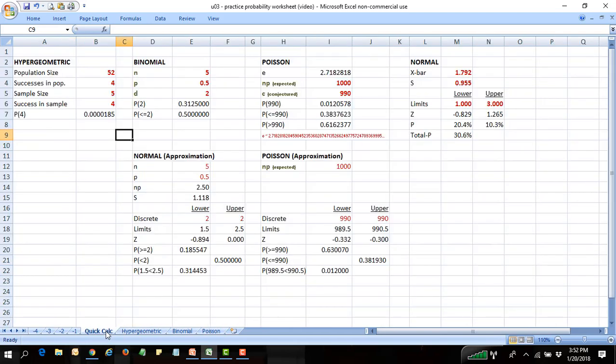But realistically, these are the basic built-in functions in Excel that you'll need when dealing with discrete distributions. So if you take a look at just how the formulas work, you'll find it much, much easier to build into a spreadsheet.